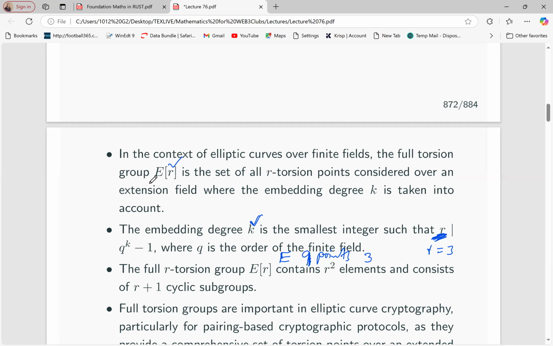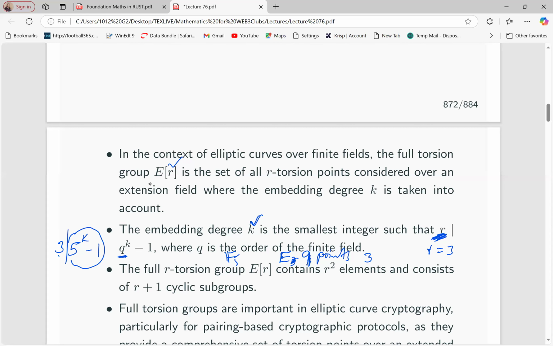Just before that, what about q? Q is our prime number. Supposing the field is mod 5, our q will be 5. So how are we finding it? We found r is 3. Then we look at 5^k minus 1. We were finding the smallest value k such that this expression will be divisible by 3.